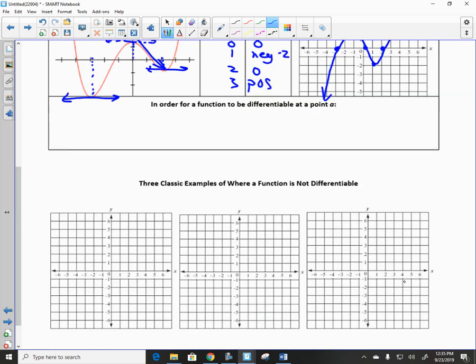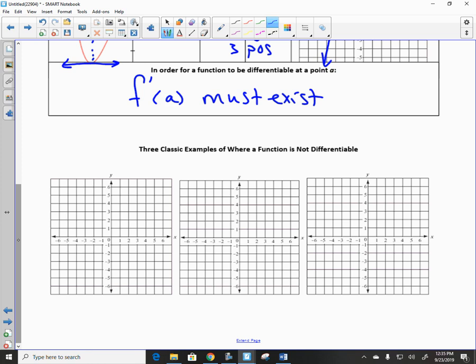And so we're going to talk about what it means to be differentiable. In order for a function to be differentiable at point A, f prime of A must exist. And so right now you're trying to think of, well, if a function's not differentiable at point A, what would that look like? And here's an example of where a function is not differentiable. Anybody want to guess what x value that function is not differentiable at? At x equals -1. Because it's discontinuous.